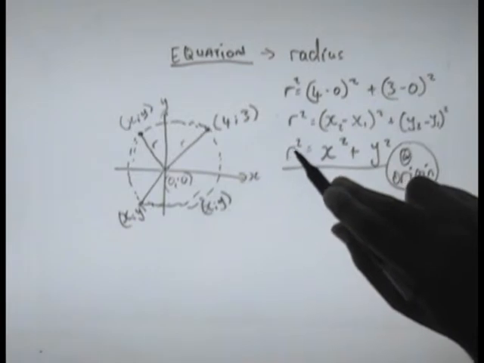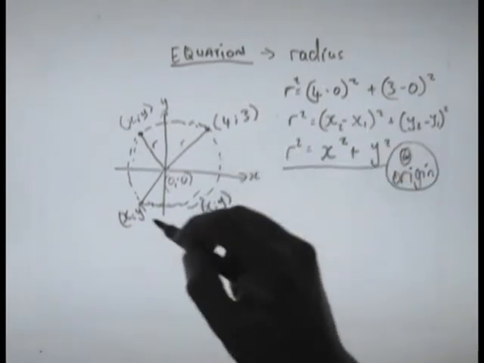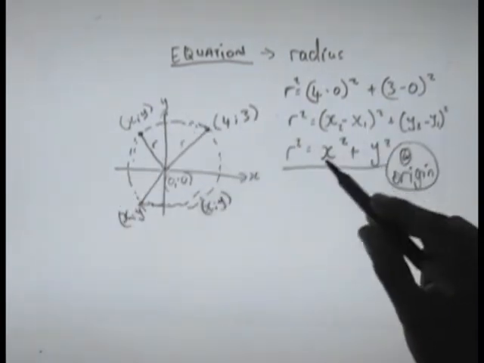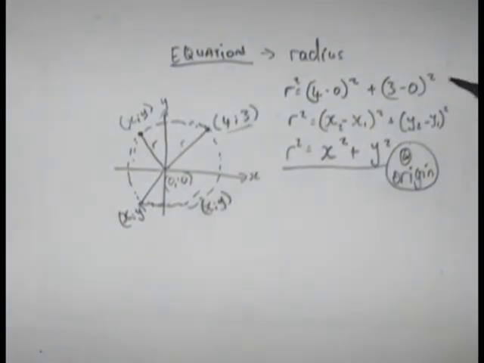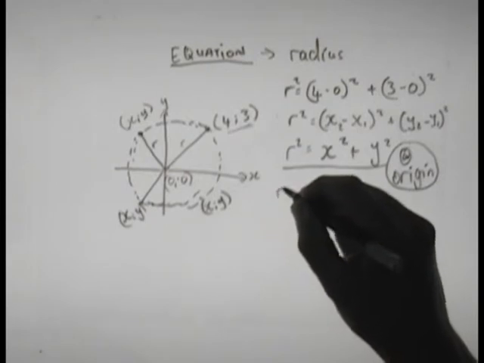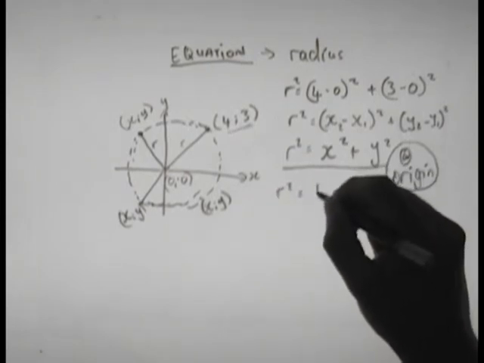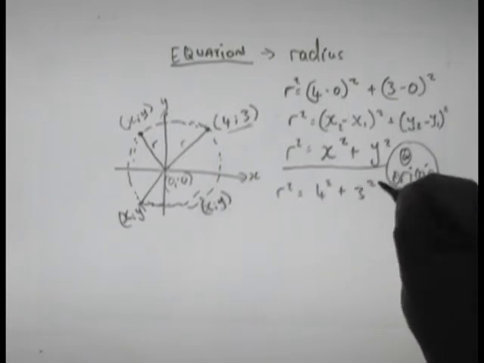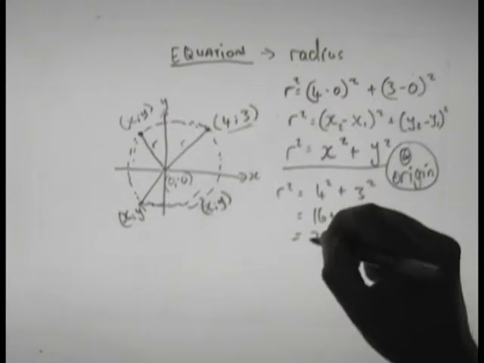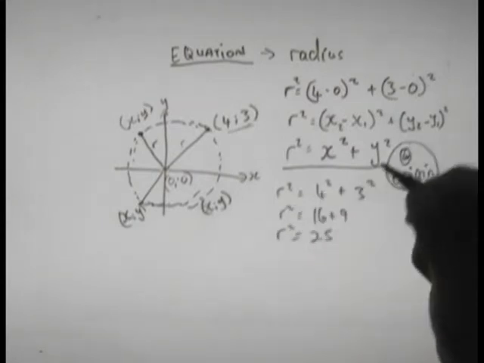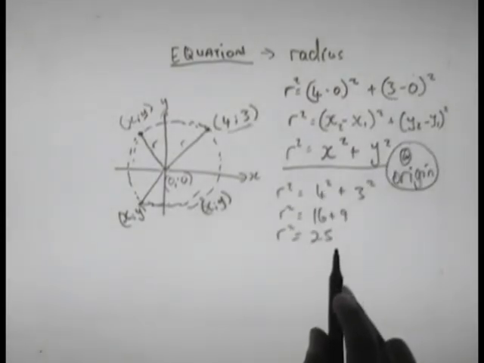In order to get the r squared, all I need to do is substitute into x and y any point that I have. In this case, I've got the 4 and the 3, which means that r squared is going to equal 4 squared plus 3 squared, which is equal to 16 plus 9, which is equal to 25, and that is what r squared is going to equal.